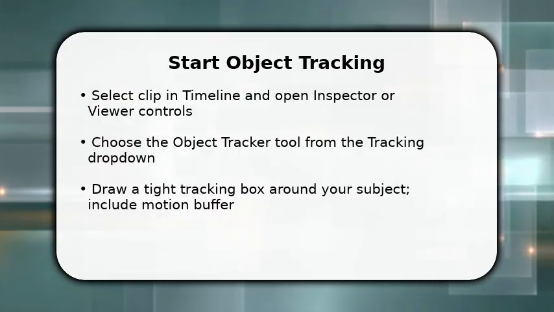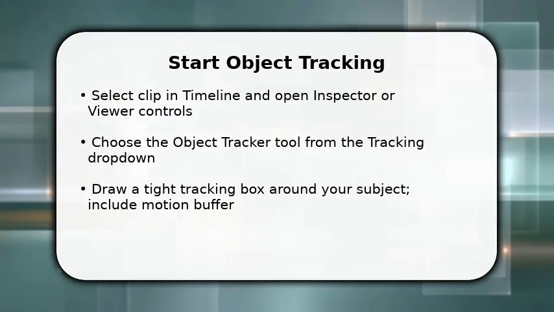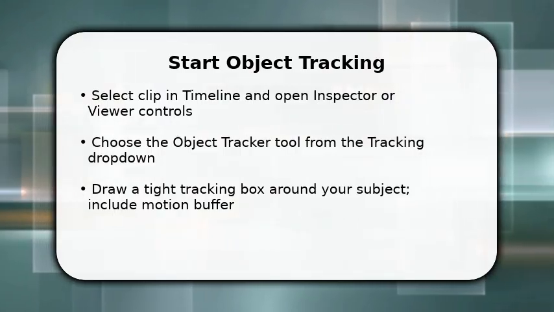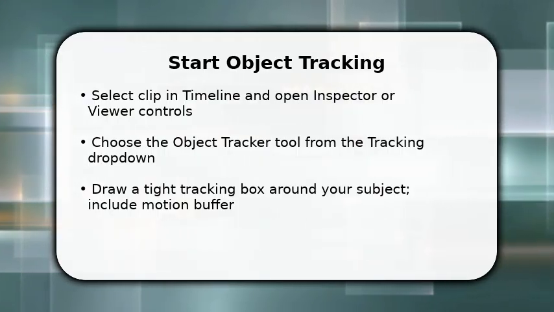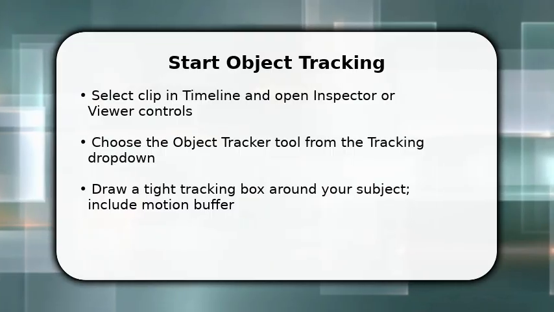You start by selecting the clip in the timeline and switching to the viewer controls so you can see tracking overlays. Next, open the tracking dropdown and pick Object Tracker. This tool locks onto shapes and motion.